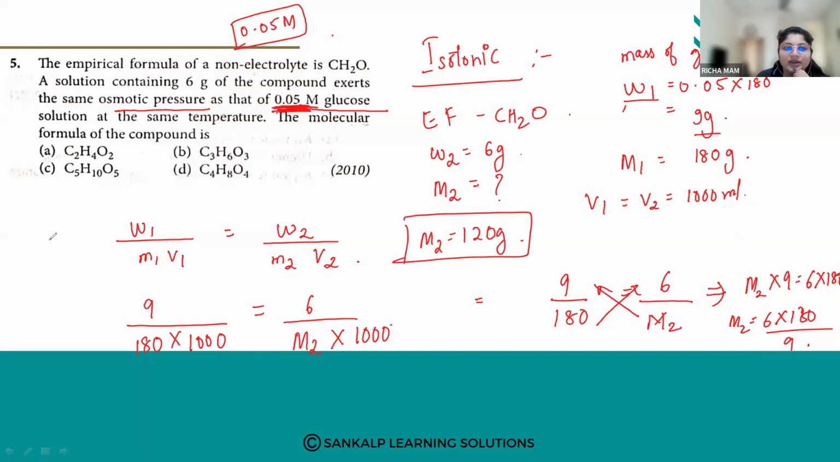Now, in first year you have studied how to find n, the molecular mass upon the empirical mass. So we have the molecular mass, and we need the empirical mass. How to calculate it? The formula is CH2O, right? So let us put the values.